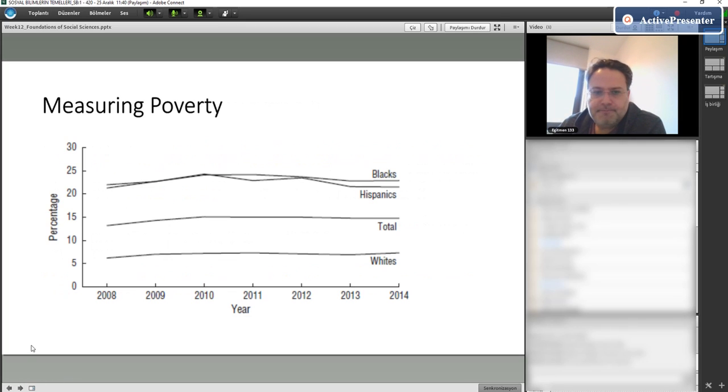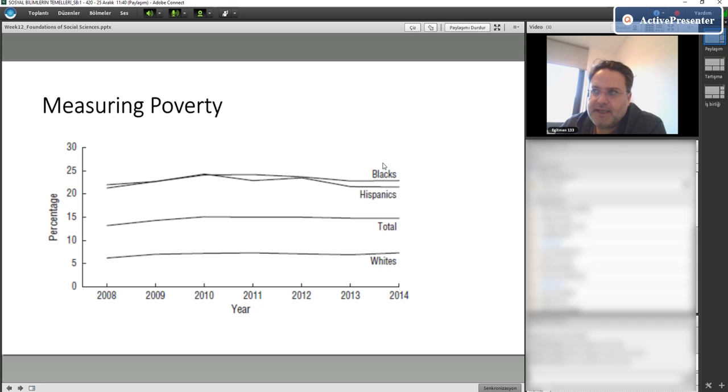Having discussed these, poverty in terms of inequality is also a big problem. For example, in the United States, you see that 5% or 6% of whites have been constantly poor from 2008 until 2014, with a total average of 14%, compared to blacks and Hispanics, which has been more than 20% of the population. So the blacks and the Hispanics, the biggest minorities in the United States, are the poorest.